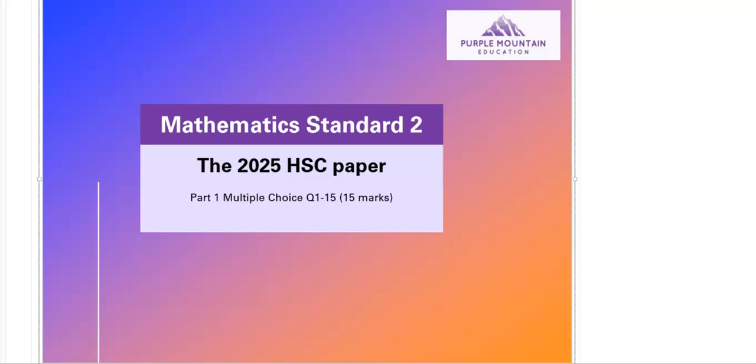Today we're doing the 2025 HSC paper for Mathematics Standard 2. This is part 1, the multiple choice.